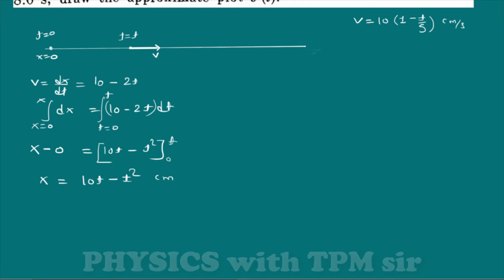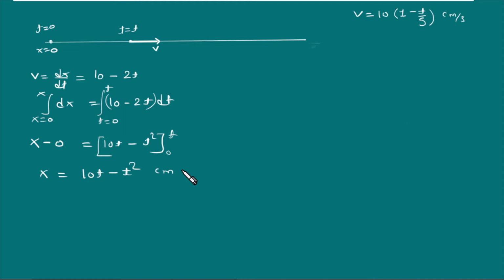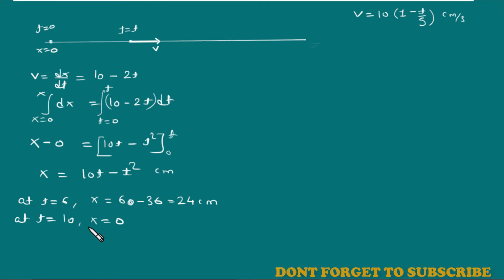Now they are asking for the position at t is equal to 6, 10 and 20. So just put it in. At t is equal to 6 second, x is equal to 10 into 6, 60, minus 36, so we will get 24 centimeter. Fine. At t is equal to 10 second, 10 times 10 is 100, minus 100, I am getting 0. That means at t is equal to 10 second, the particle has come back to the origin.